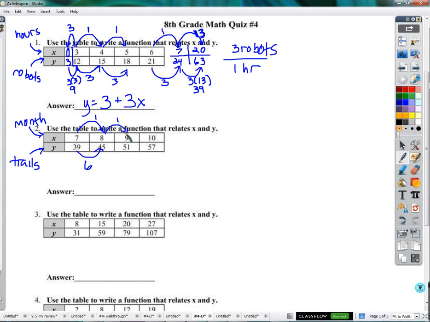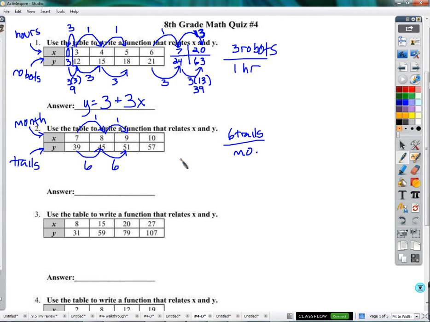1 month later, month 9, I've gone from 45 to 51. That's 6 more trails that I've hiked. So I'm visiting 6 trails every month. 6 trails a month. So at that rate, how many trails will I have visited after 12 months? After a year, how many trails will I have visited?